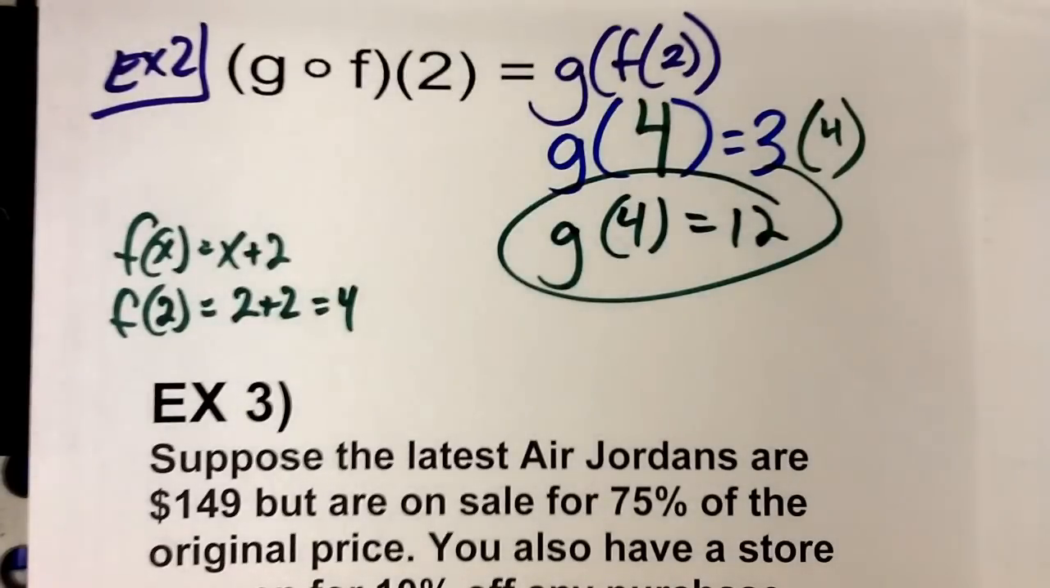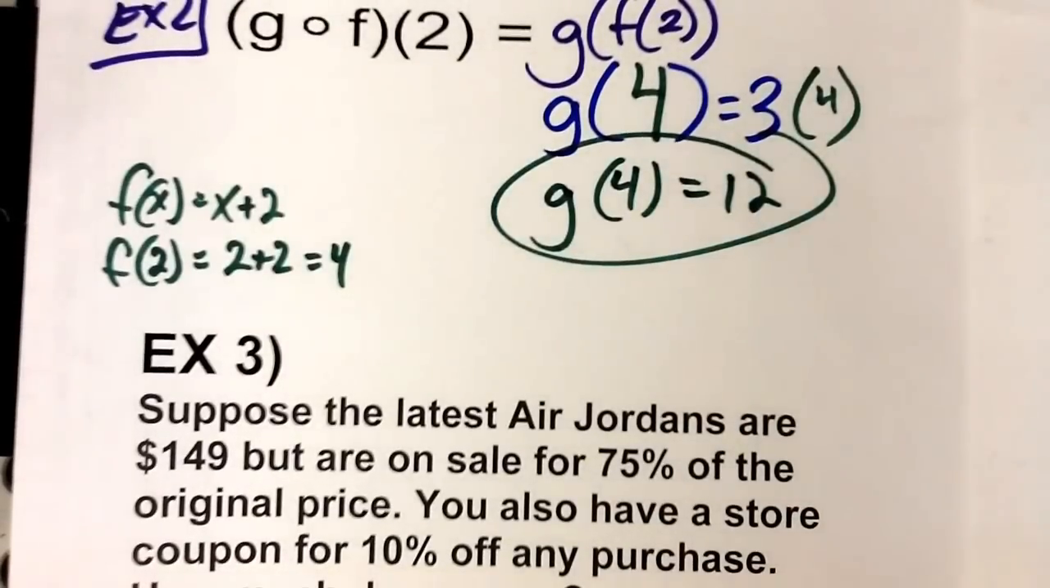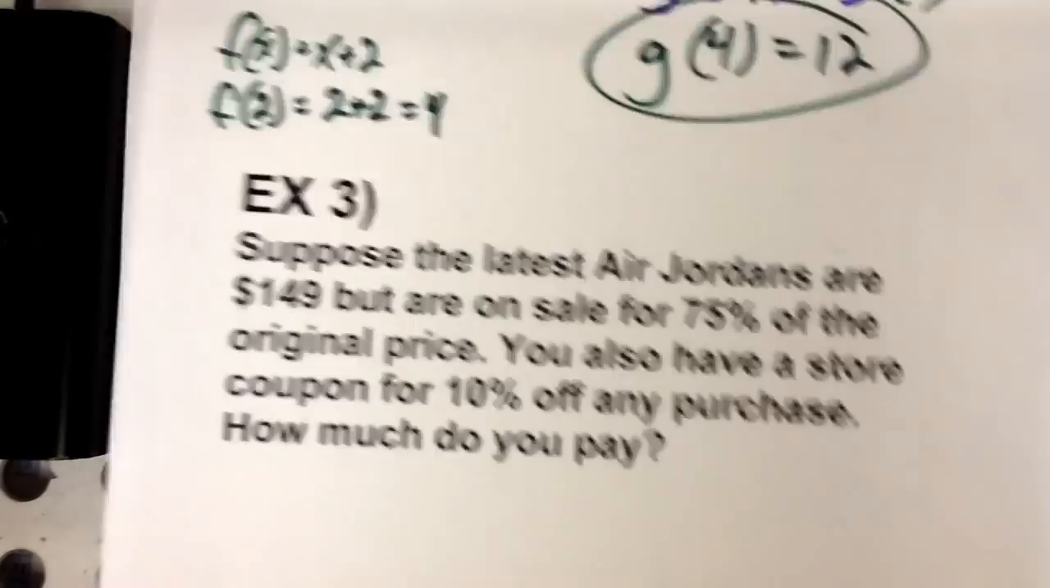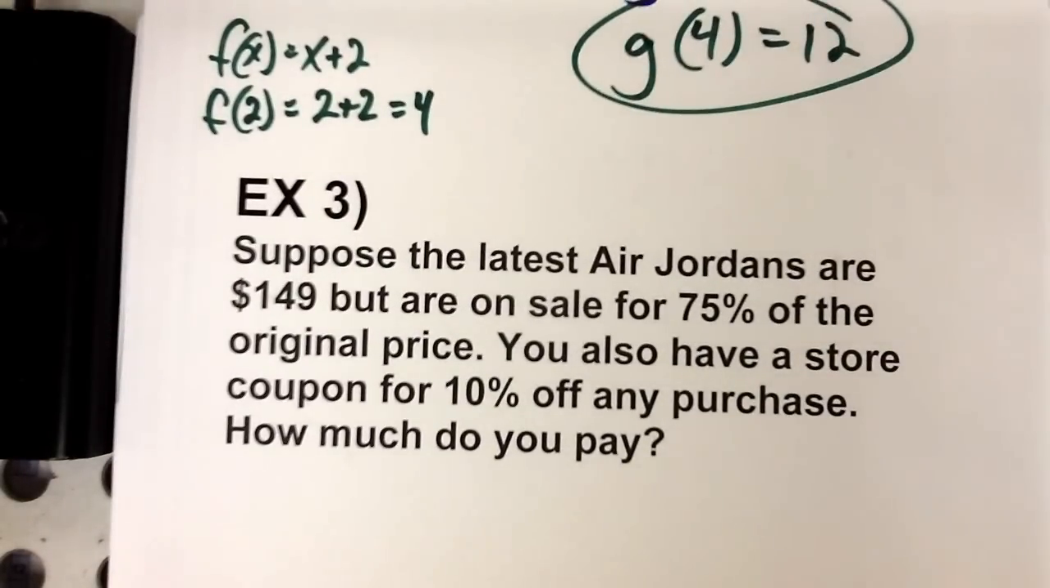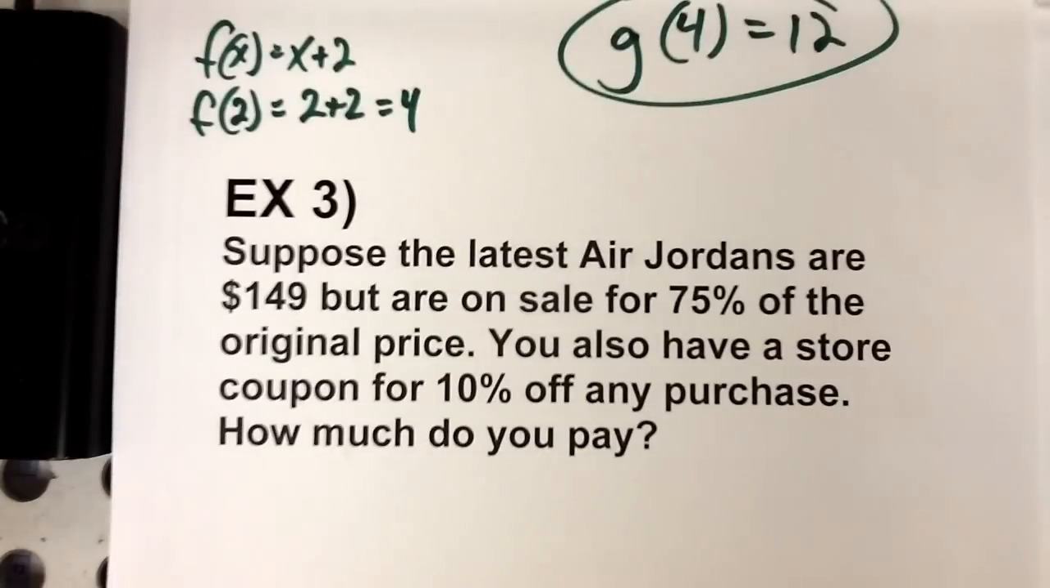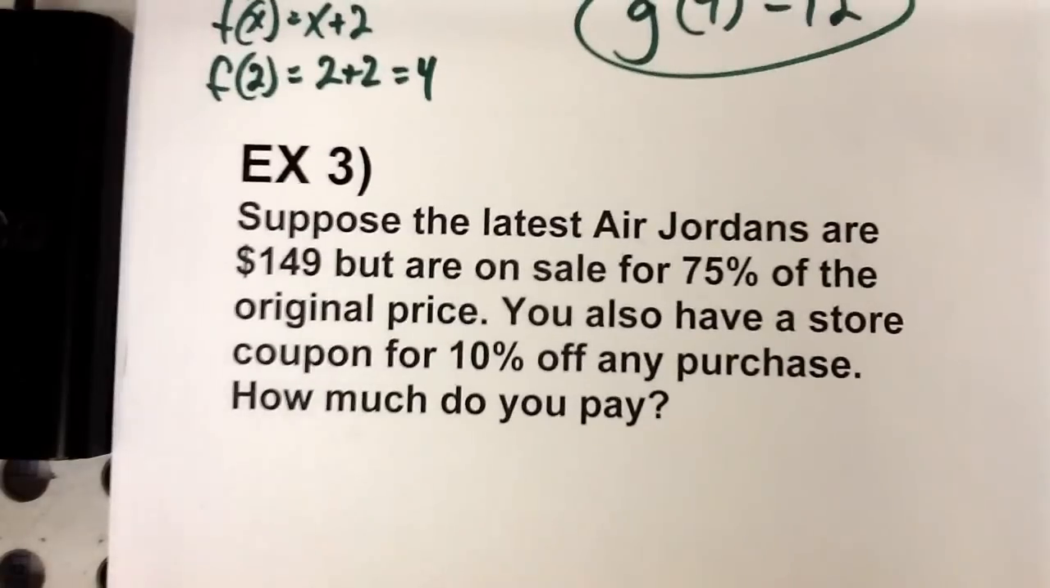All right, so one real-life example here. Shopping, using 2 coupons. So let's suppose that I want to buy some shoes that are $149, but they're on sale for 75% of the original price. And to help me out even more, I've got another coupon that gets me 10% off anything I buy. So the question is, how much do I pay? These are good things to be able to do in your head if you want to save you some money in the store.